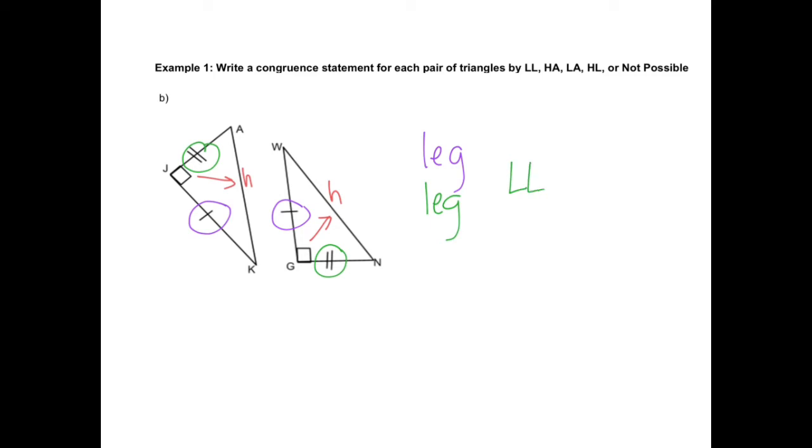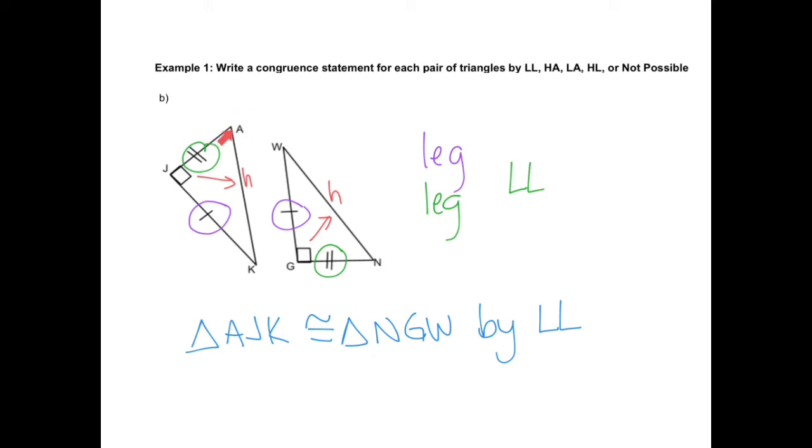So I'm gonna say that triangle AJK is congruent to triangle NGW. We'll say by LL. Now, again, I'm going to focus a little bit on the order of my letters here. I don't like to start with my right angle because I like to very clearly know where that one is and which direction I'm going. So I always pick one of the other vertices to start with.